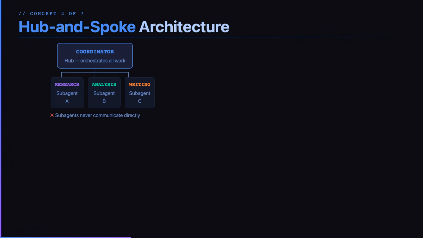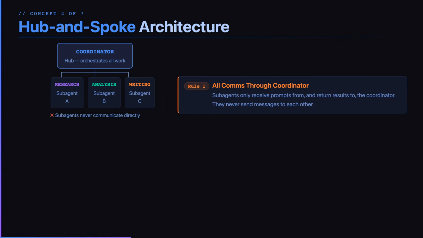The hub-and-spoke architecture is the standard pattern for multi-agent systems. The coordinator is the hub. Each subagent is a spoke. Rule 1. All communication goes through the coordinator. Subagents never send messages to each other, ever. Any design that bypasses this violates the pattern.